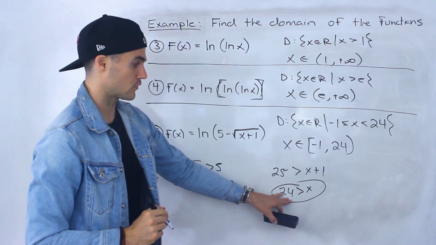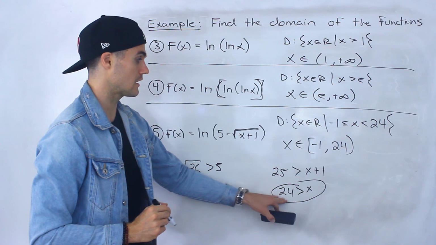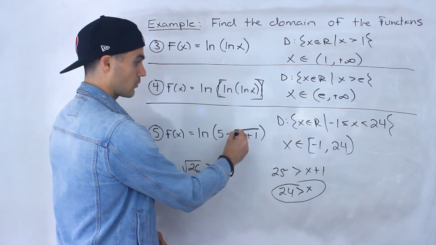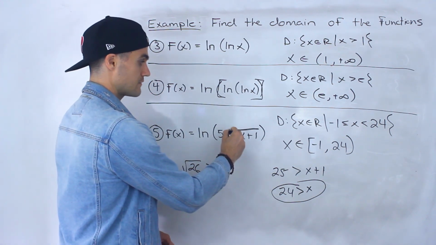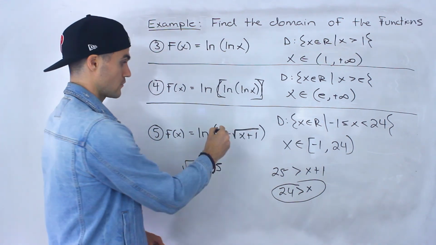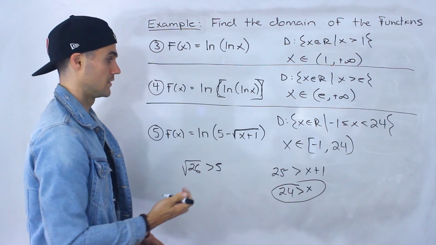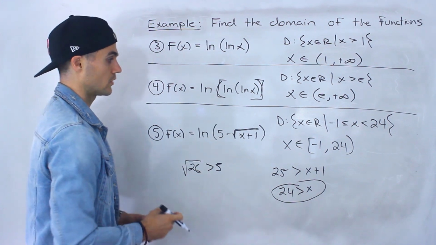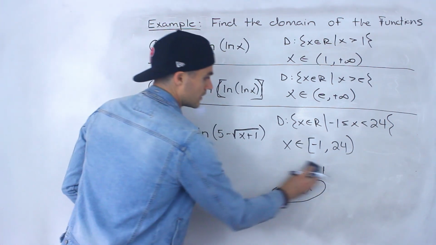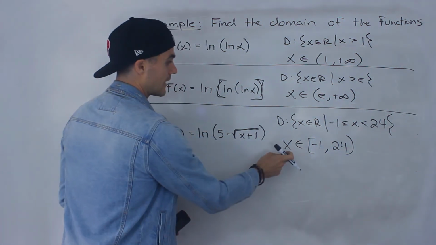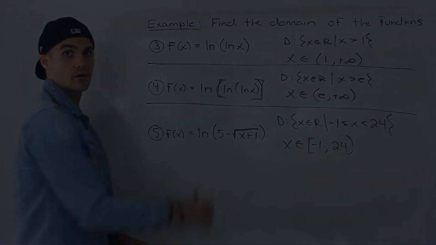What if we pick 24? Notice x can't be 24 either. If we plug in 24 here, we'll have 24 plus 1, which is 25. Square root of 25 is 5. We'll have 5 minus 5, which is 0. Can't ln 0. Right? So 24 wouldn't work either. So we could be pretty confident that that is the correct domain for that function.